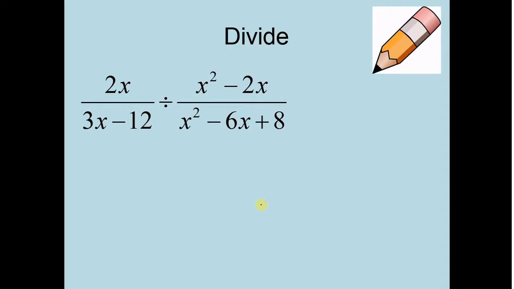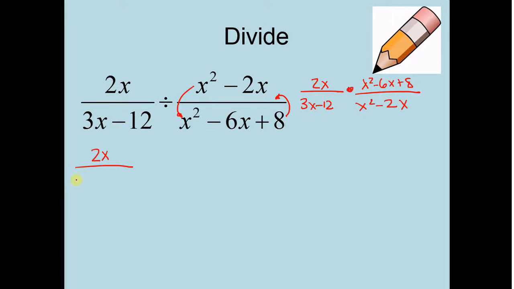Let's try division. Now, division is nothing different except you're going to flip the second fraction. So let's do that right now. Let's rewrite this problem. So I have 2x over 3x minus 12 times, bottom's going to become top, top's going to become bottom: x squared minus 6x plus 8 over x squared minus 2x. There we go. Now, I can factor everything. Factor, factor. So 2x on top, can't really factor that, but I can take a 3 out of the bottom, be left with x minus 4 in there.